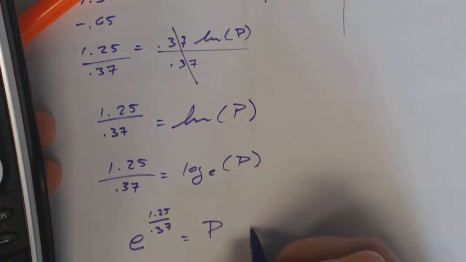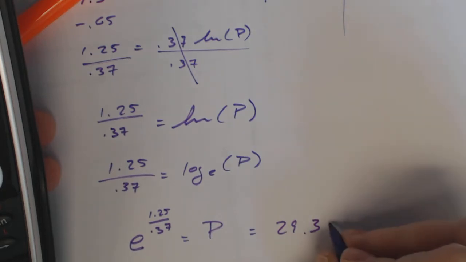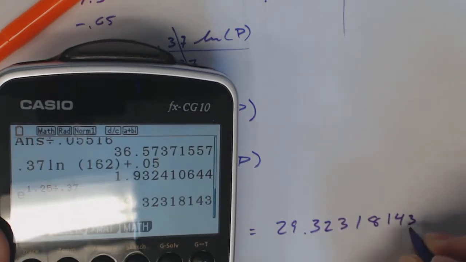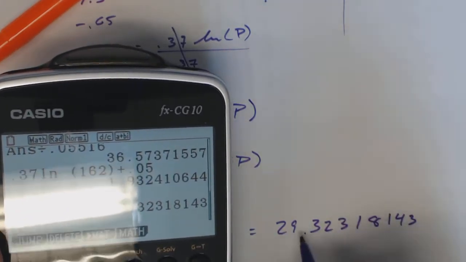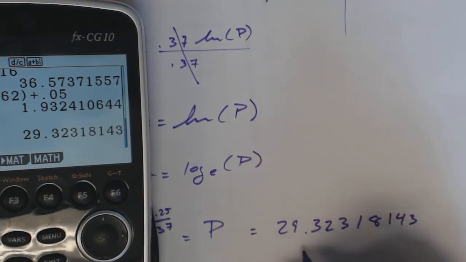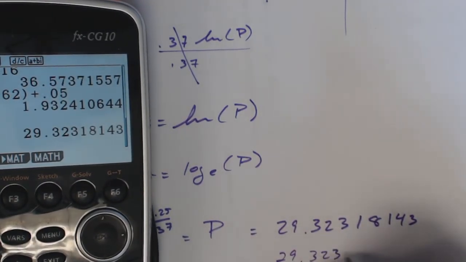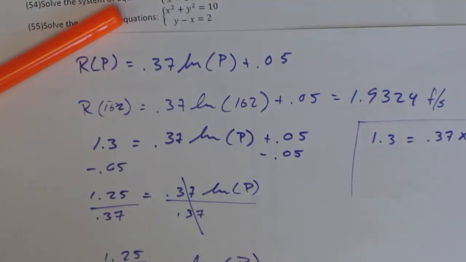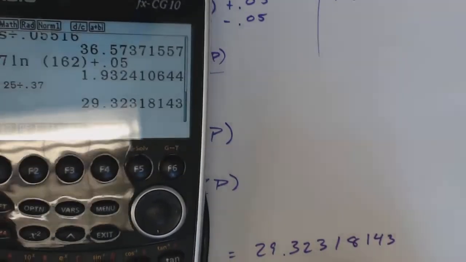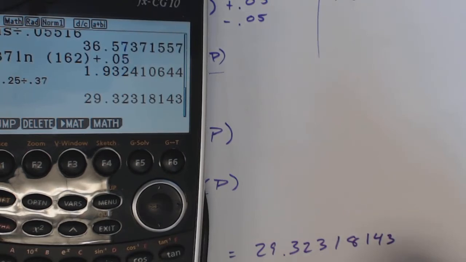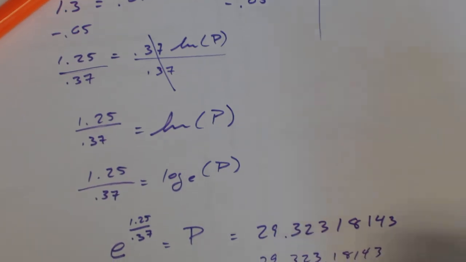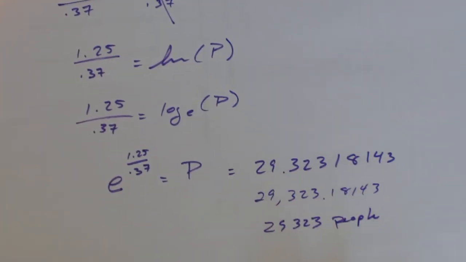That gives 29,323.18143. This is in thousands, so the answer is in thousands. The question just says find the population, so it's about 29,323 thousand people. So there you go.